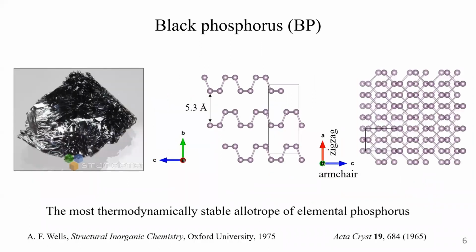Black phosphorus is the most thermodynamically stable allotrope of elemental phosphorus. It crystallizes in an orthorhombic structure, that is within each layer, each phosphorus forms a covalent bond with three neighbor atoms, and between layers they are held by weak van der Waals force. And there's an armchair direction and a zigzag direction. That is the origin of the anisotropy in black phosphorus.